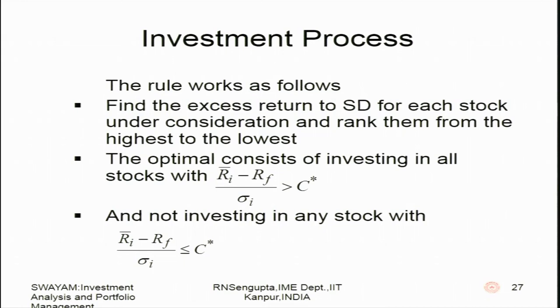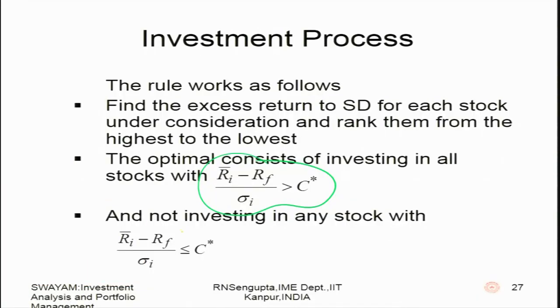You find out the excess return to standard deviation for each stock under consideration, then rank them from the highest to the lowest. The optimum portfolio will consider some of the stocks in the positive sense if the ratio is greater than C star, and C star has to be calculated, but in this case rather than beta you are using the concept of sigma, which is the standard deviation. In the case when it is less than C star, you would not consider them, that means the values would be 0, and the weights would add up to 1, considering that the normalized weights should add up to 1.